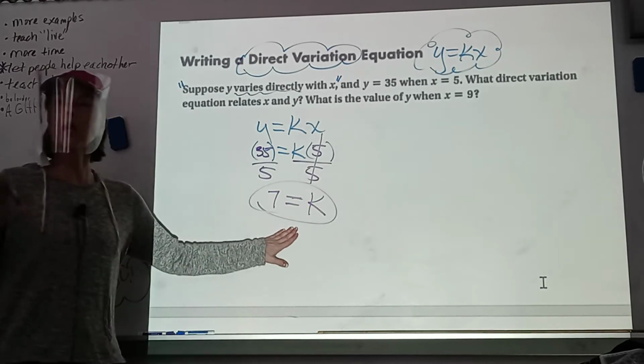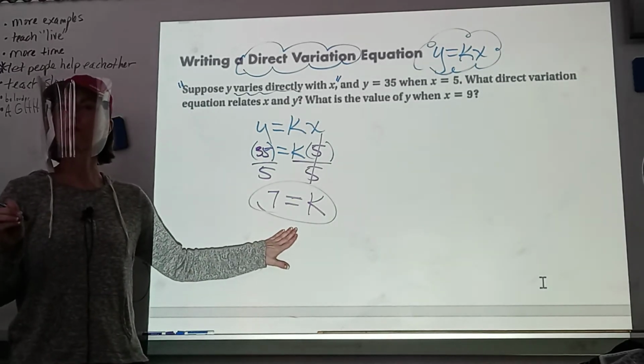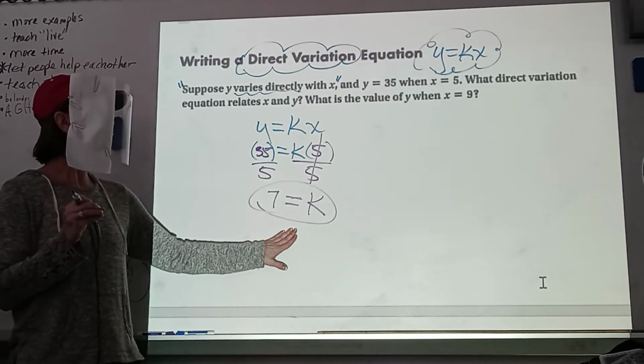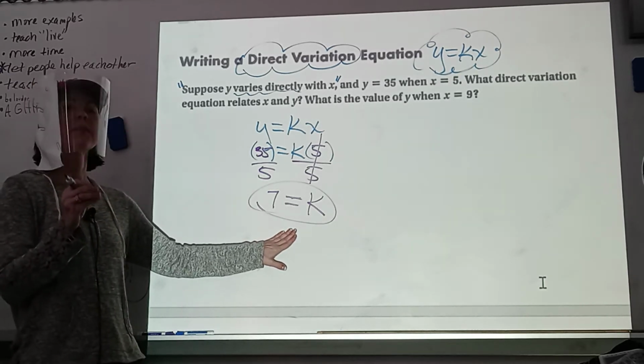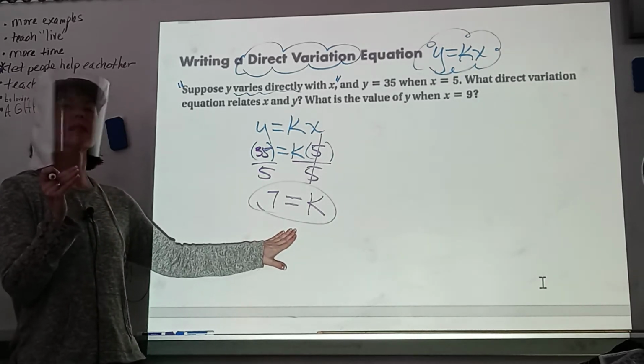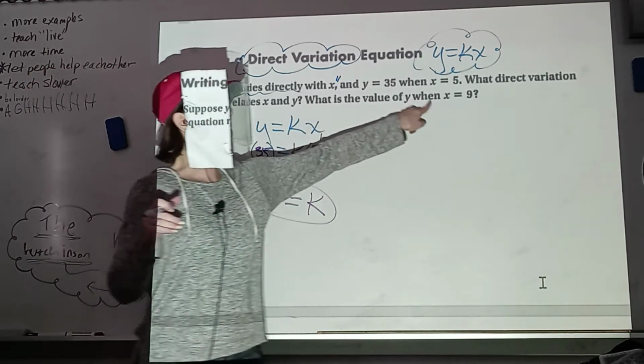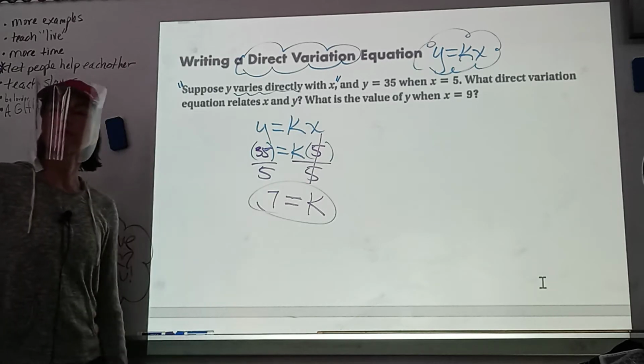So now that we know what our constant is, right? The k represents the constant. Now that we know what our constant is, then part 2 of the question says, what is the value of y when x equals 9?